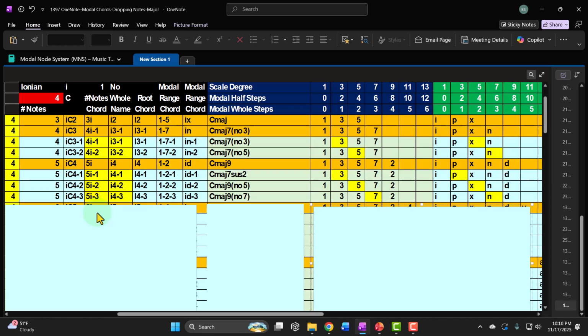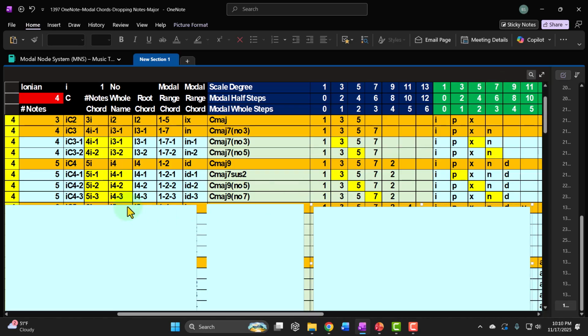It's going to be a 5 Ionian -3 or an I4 -3, meaning we're going 4 modal whole steps up to the last node, and then we're going to drop the one that's 3 modal whole steps up, which is 6 modal half steps or the 7th scale degree. That would be a lot easier.